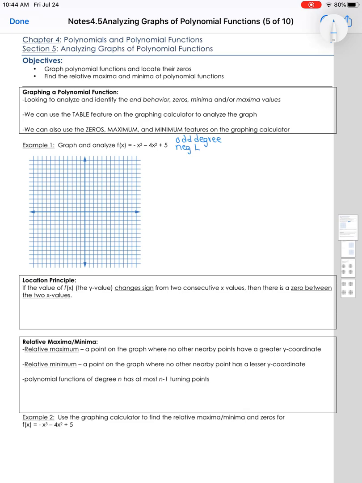All right, so the first example, we're going to graph this function. So let's go over some of the knowledge that we had done in the previous section and just get some information out. Well, we see that the highest power is an odd number. So this is an odd degree.